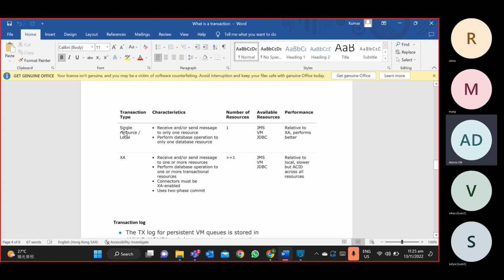This one is the transaction type: as I mentioned, this one is non-XA, this one is XA. In non-XA, you receive and send messages to only one resource. Here is another difference: in case of non-XA transaction, only one resource will be involved, but in XA transaction, more than one resource will be involved.